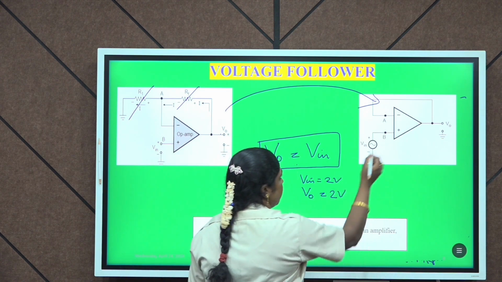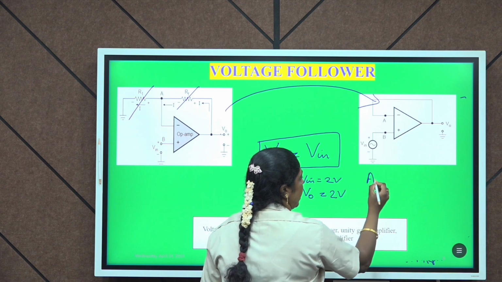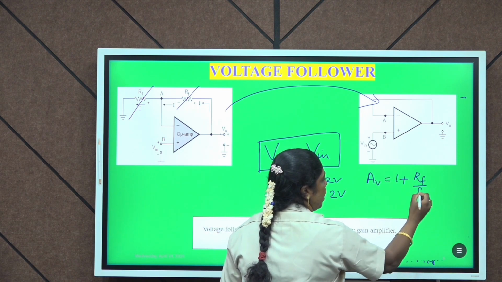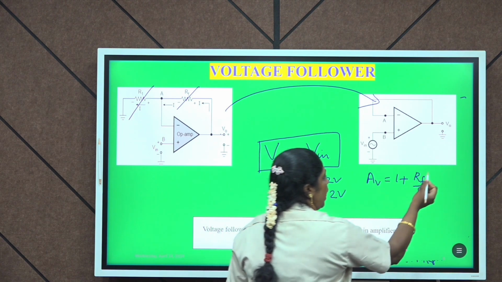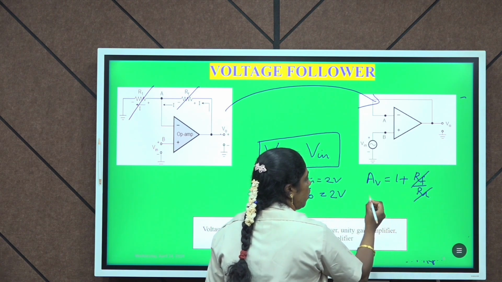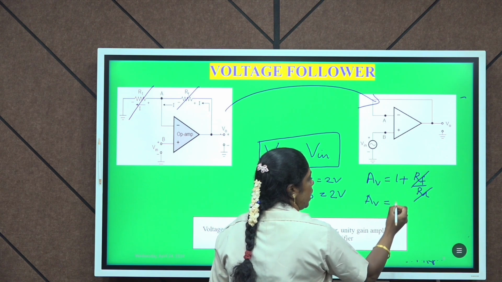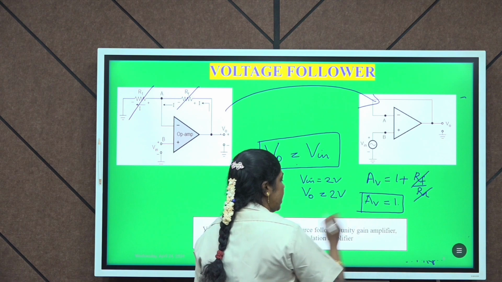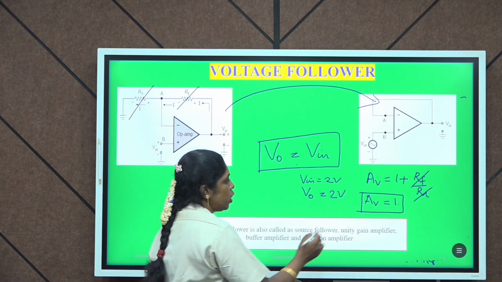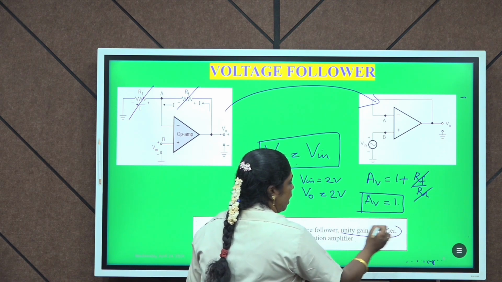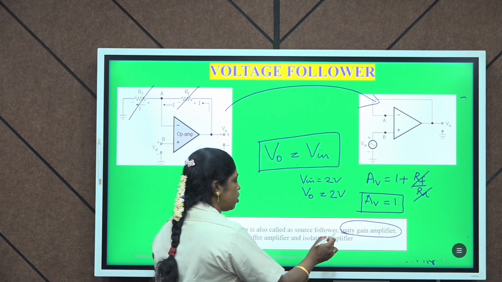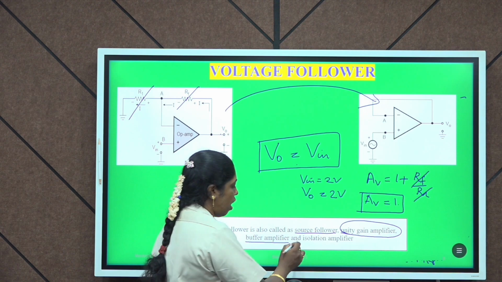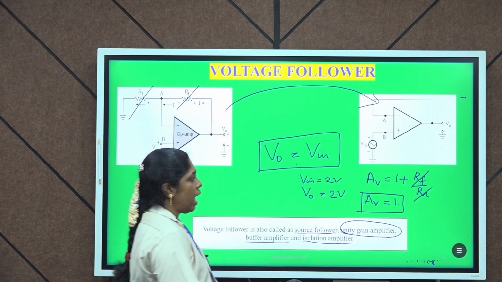The non-inverting operational amplifier gain AV is equal to 1 plus RF divided by R1. We have made RF as well as R1 equal to 0, so the gain will be equal to 1 for a voltage follower. Since the gain is equal to 1, we can call it a unity gain amplifier, or a source follower, and also a buffer amplifier, or an isolation amplifier.